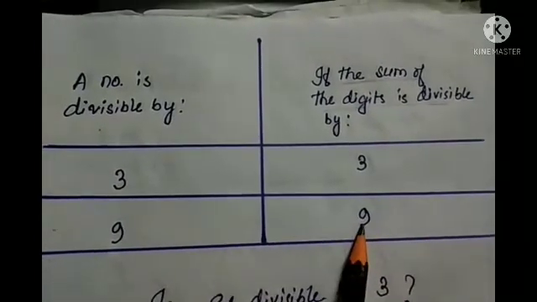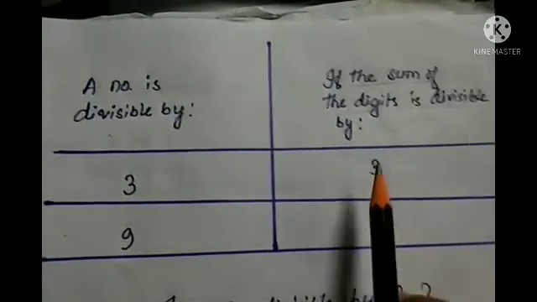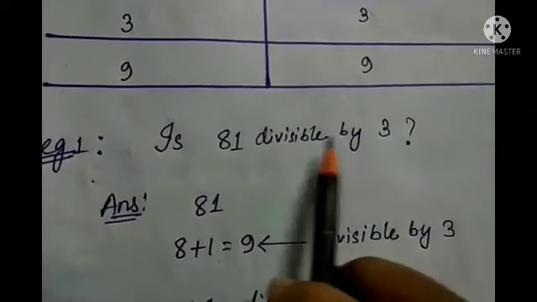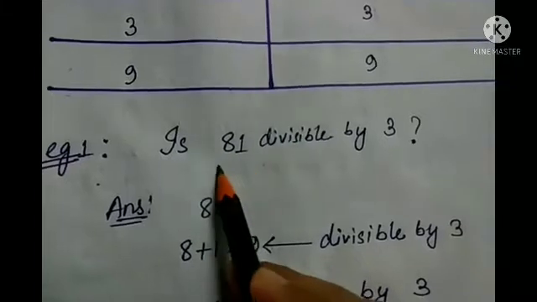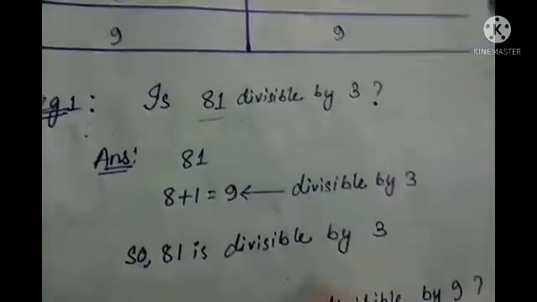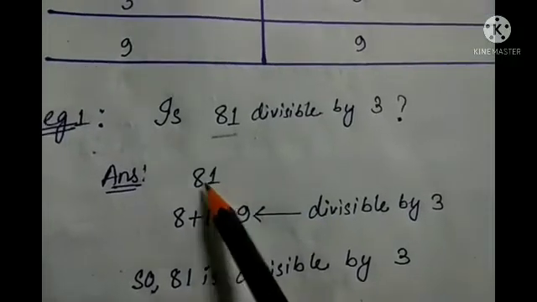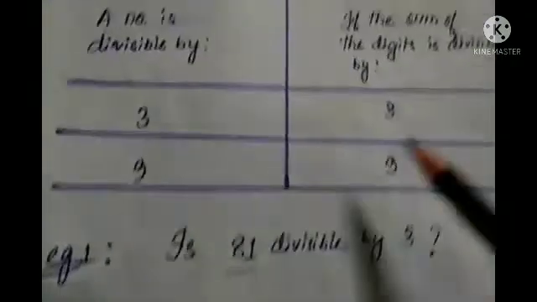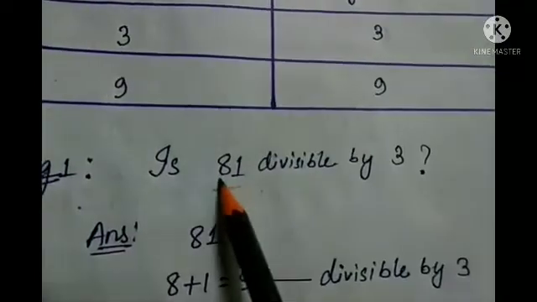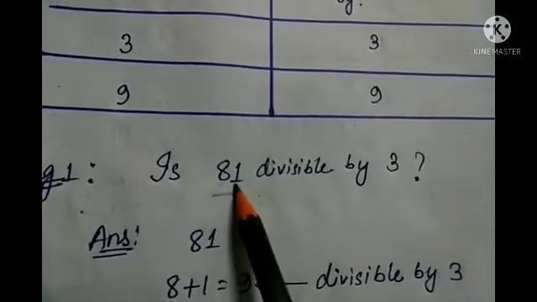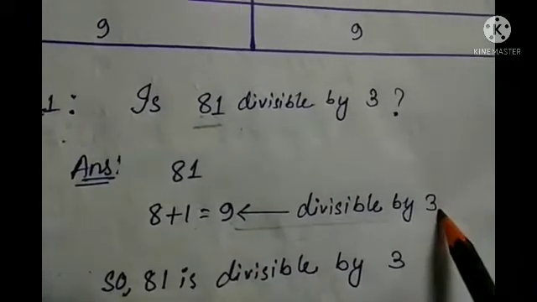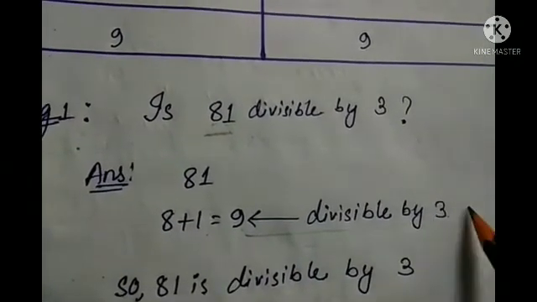So let's see an example using these divisibility rules. Example 1: is 81 divisible by 3? We have to check the divisibility of 81, whether it is divisible by 3 or not. First of all, students, we have to find the sum of these two digits, because here it is written that the sum of the digits must be checked. So 8 plus 1 is what? 9. And of course 9 is divisible by 3, isn't it? 9 divided by 3 is 3, right?